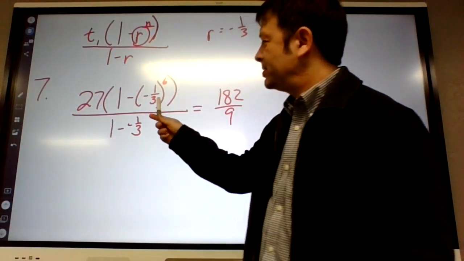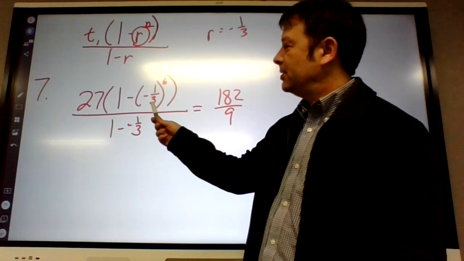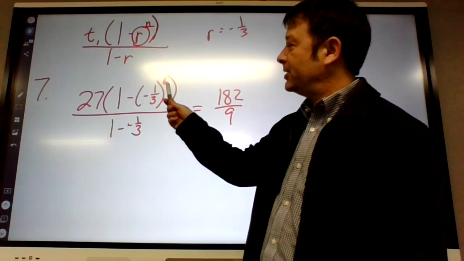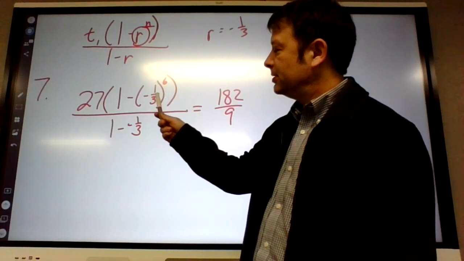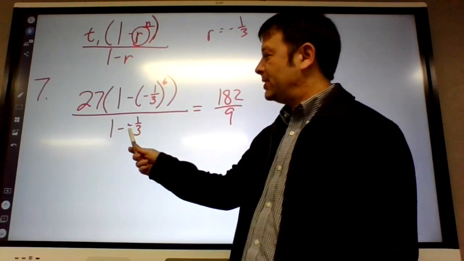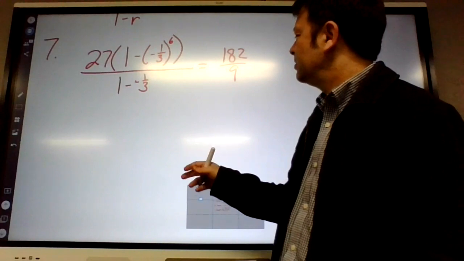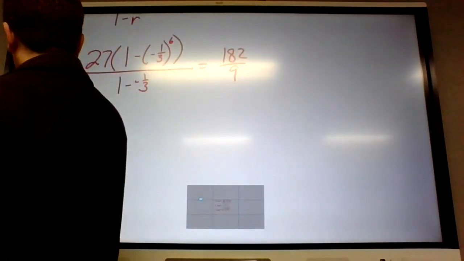Notice I did put parentheses around this fraction because you want to make the whole thing to the 6th power. Maybe you're not careful. You didn't really need it down here. I'm not sure what you plugged in, Landon.